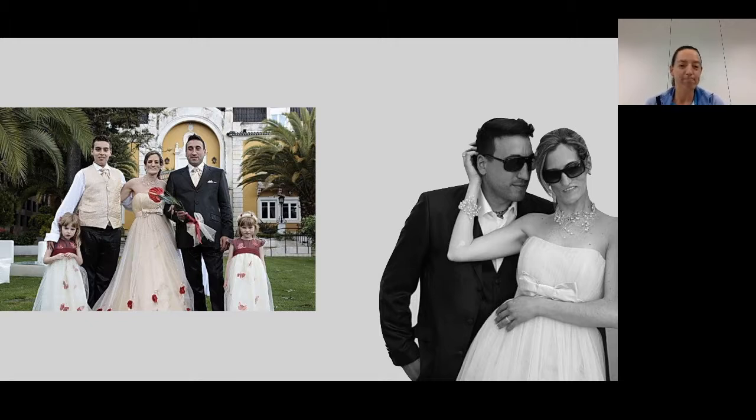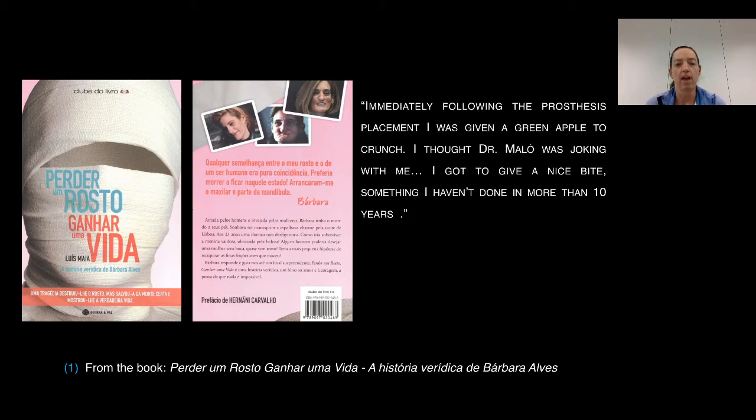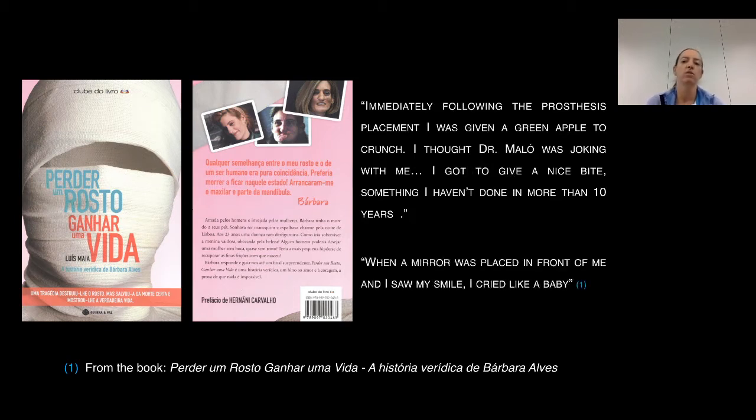And she had another baby, and she even wrote a book about this. In the book, she states how important it was for her to have fixed teeth again. She states that immediately following the prosthesis placement, I was given a green apple to crunch. I thought Dr. Malo was joking with me. I got to give a nice bite, something I haven't done in more than 10 years. And when a mirror was placed in front of me and I saw my smile, I cried like a baby.